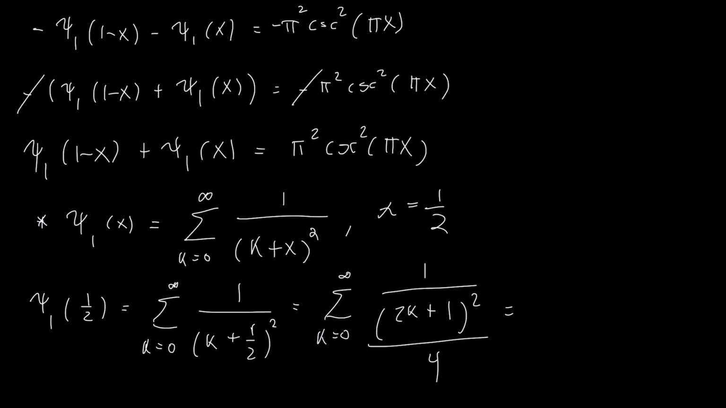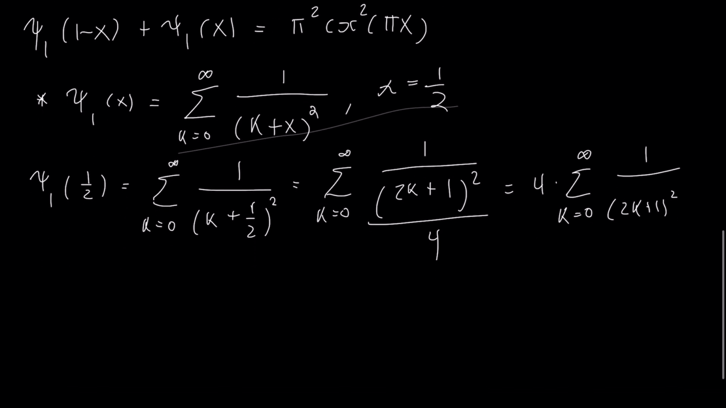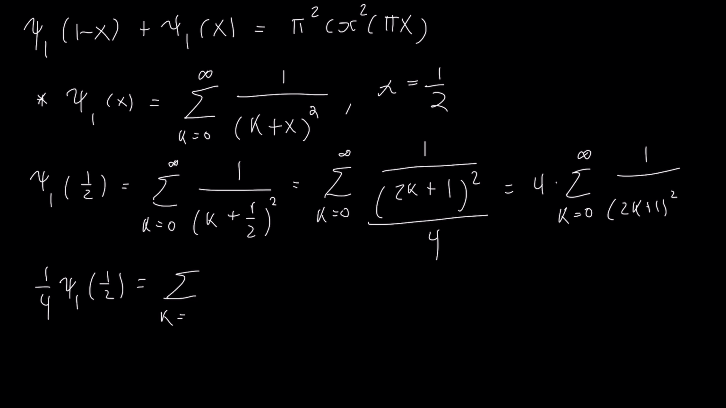So we're going to have 4 times the sum from 0 to infinity of 1 over (2k plus 1) squared. But this sum is the sum we're actually looking for. So multiplying 1/4 on both sides, we have 1/4 times trigamma of 1/2 is equal to the sum from 0 to infinity of 1 divided by (2k plus 1) quantity squared.